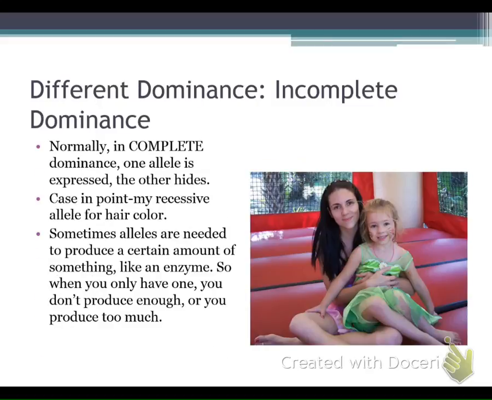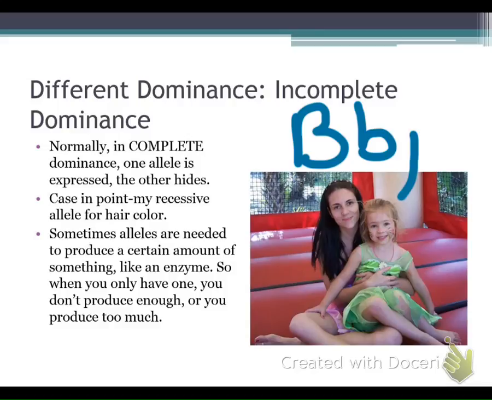And, alright, so incomplete dominance. Let's get into the incomplete dominance. So normally for complete dominance, you see one allele and the other one hides, right? So in the case of hair color with myself and my daughter, I'm big B, little b, right? You see the big B because I have brown hair, and what you don't see is the little b until I've given it to my daughter.